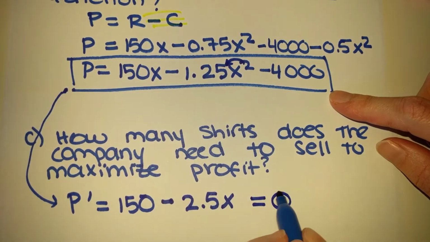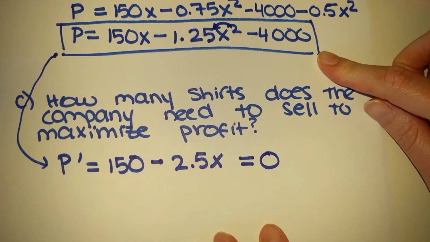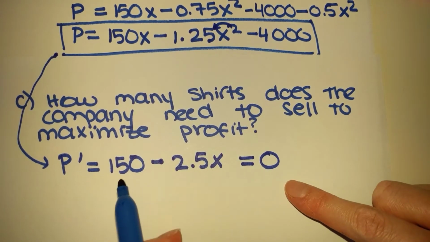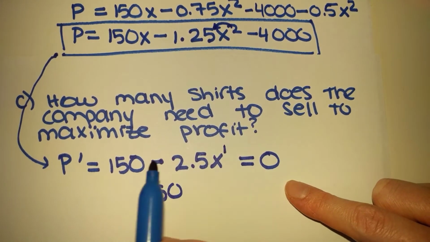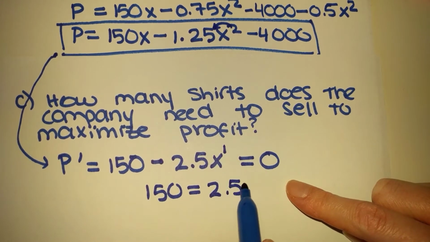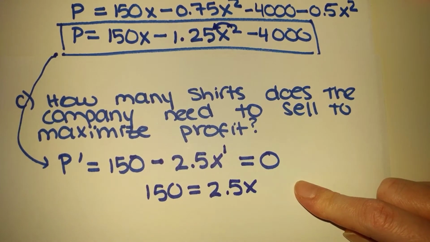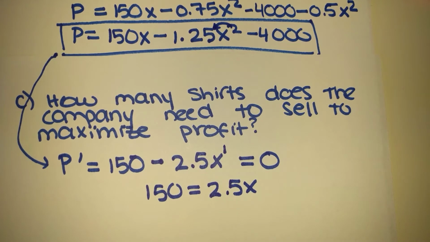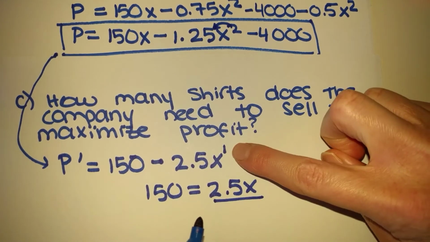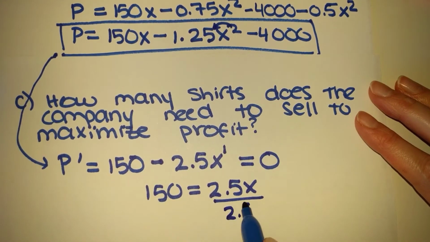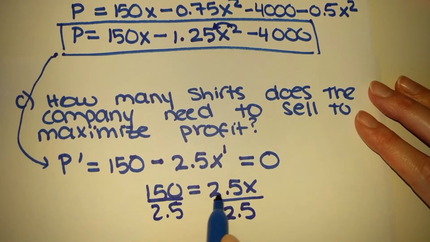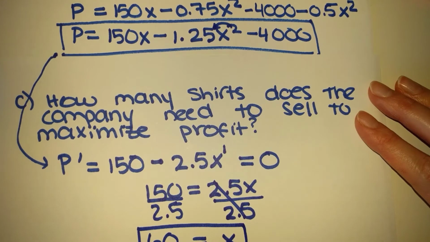So I set this equal to 0. This is where I'm finding my critical numbers in order to find the relative min and relative max. If I solve, again, a linear equation, x to the first, I can move the 2.5x over to the other side and just focus on isolating the x. No factoring needed here because of the fact that it's x to the first. So we divide by 2.5 and we get x is equal to 60.